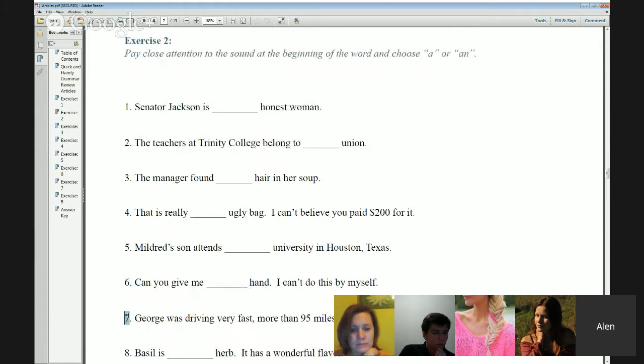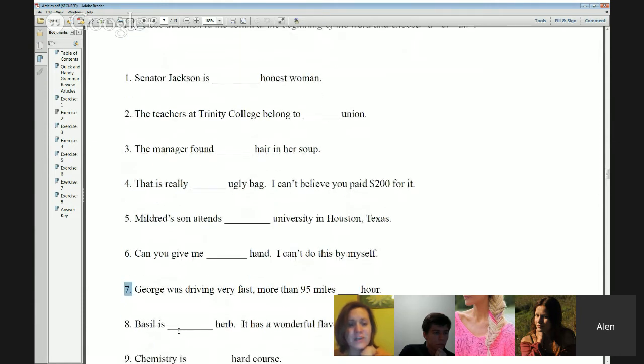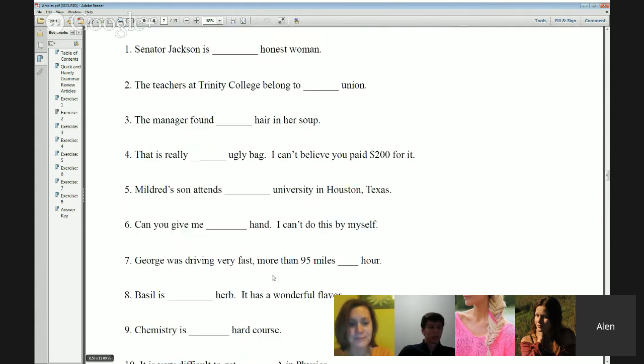Very good. Seven, Elena. George was driving very fast, more than 95 miles an hour. An hour, because the H is silent again. It's not pronounced. So we can actually say 95 miles an hour or 95 miles per hour, just in case you were wondering. But for the sake of our exercise, we have to say an. But you could say per hour as well.